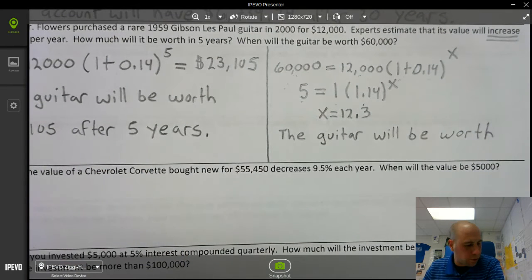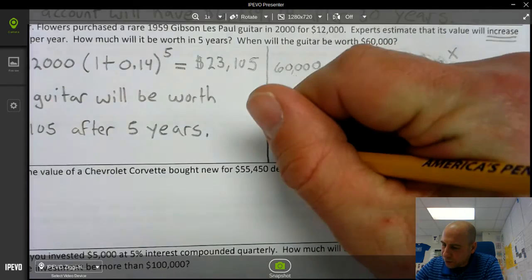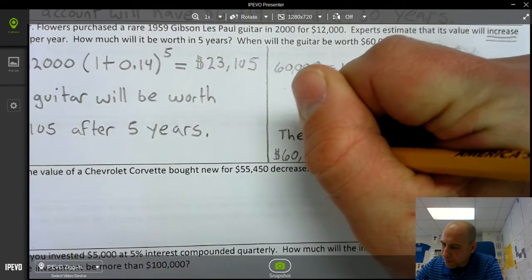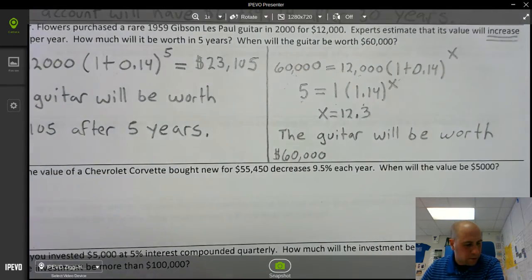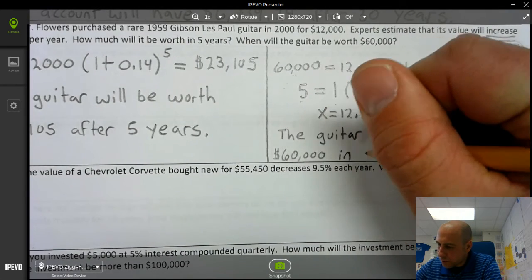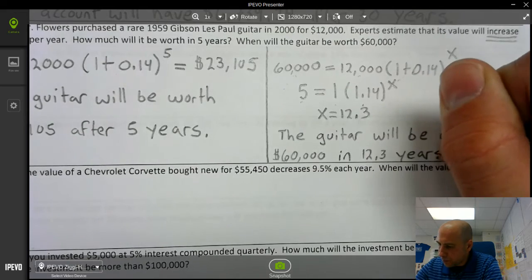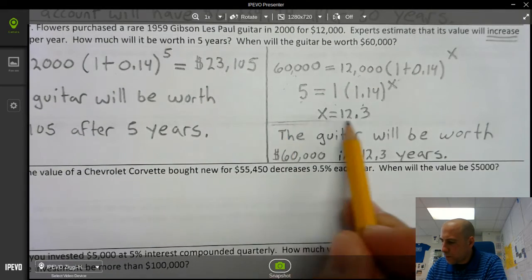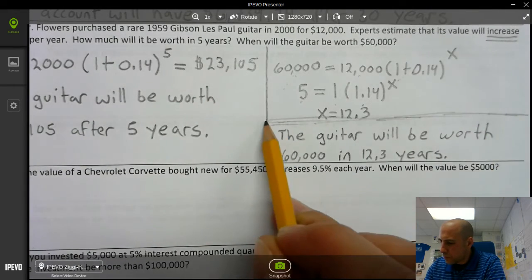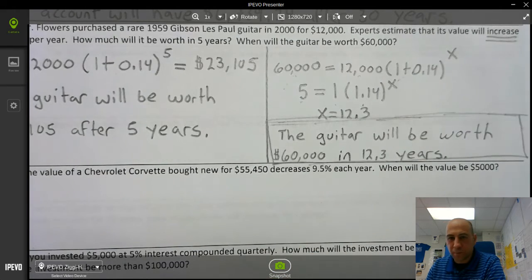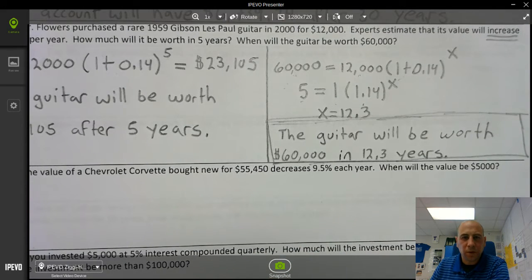The guitar will be worth $60,000 in 12.3 years. All right, so pause a minute to finish up example 2.